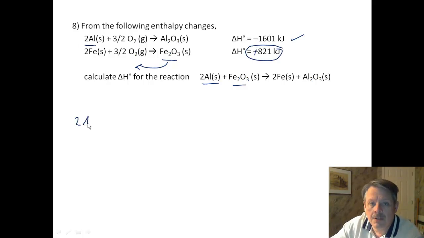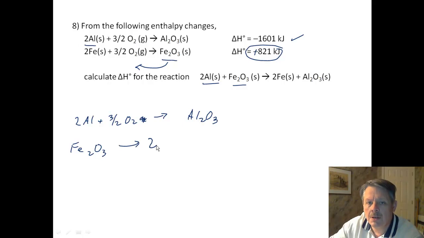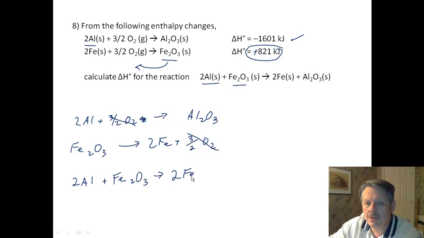So let's see, I have 2 Als plus 3 halves O2 gives me Al2O3. And since I flip this around, I get Fe2O3 gives me 2 Fe's plus 3 halves O2. Well, the 3 halves O2 cancel, so they're gone. So I'm looking at 2 Als plus Fe2O3 gives me, I got these 2 things down here, 2 Fe's plus Al2O3.